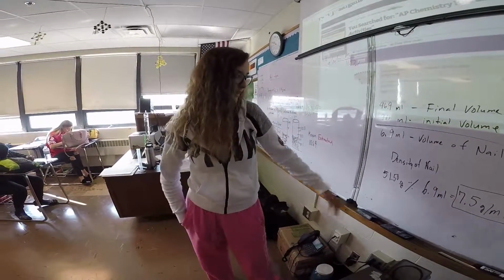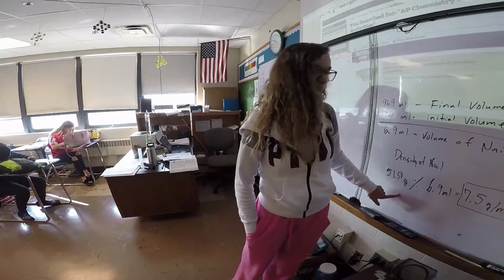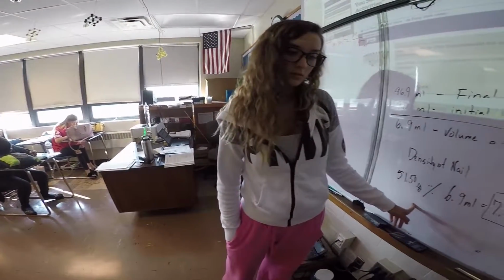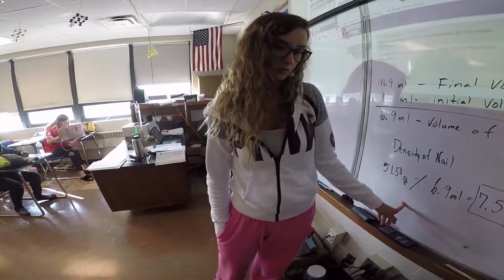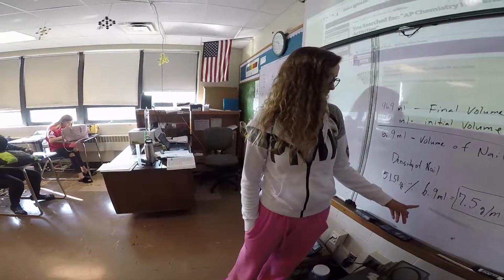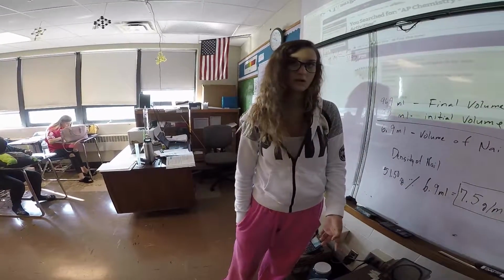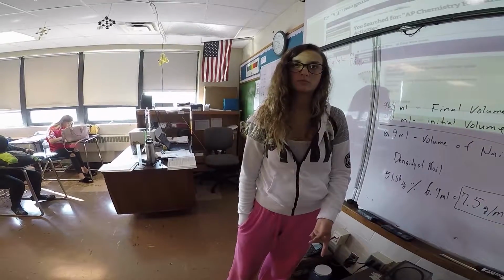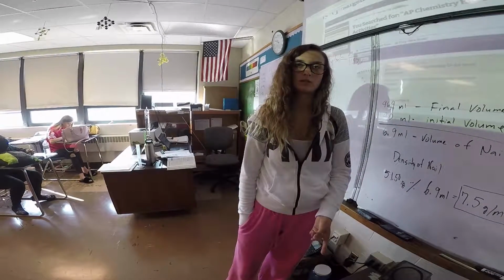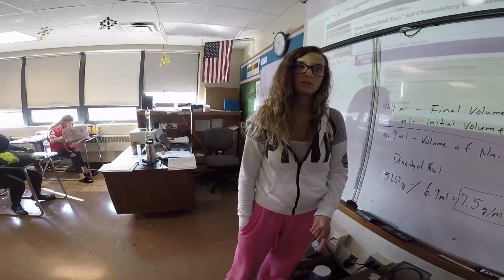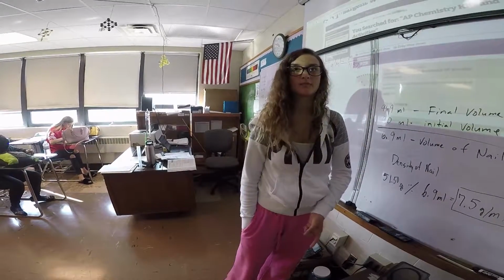So for the ball, what do you do with this step? Same thing. You're going to displace the water and then you're going to place it on the balance and measure it. We did that. Okay, so what did you get? You got 12 for the density of the ball, point something. Okay, that's good. Write that down.